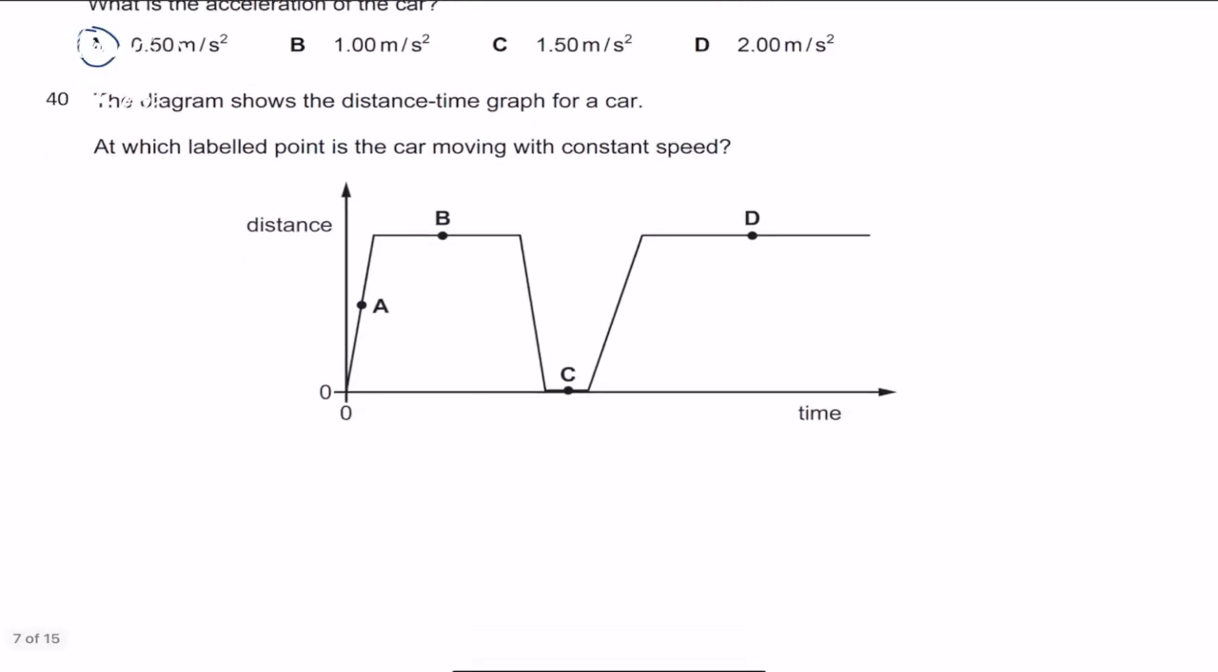In the next question, the diagram shows the distance time graph for a car. At which labeled point is the car moving with constant speed? Remember, constant speed means constant slope when it comes to this graph. So I can see here we have a constant speed, and here we have a constant speed, and here also we have a constant speed. So depending on that, the right answer could be A.